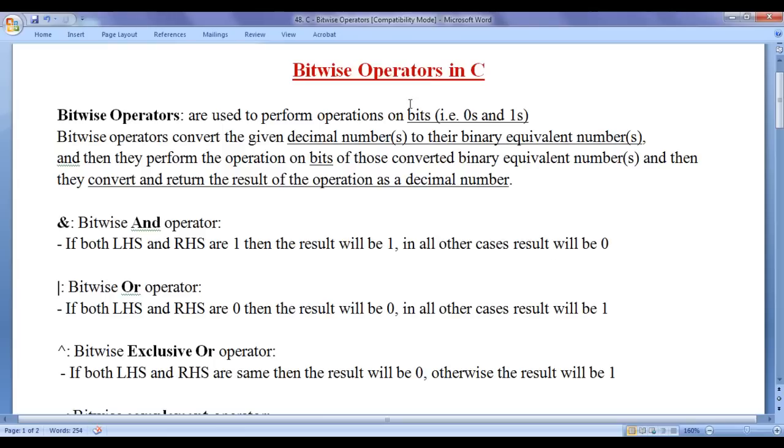Bitwise operators perform operation on bits, that is zeros and ones. A bit means either 0 or 1, guys. Bitwise operators convert the given decimal number or numbers to their binary equivalent number or numbers, and then they perform the operation on bits of those converted binary equivalent numbers, and then they convert and return the result of the operation as a decimal number back.